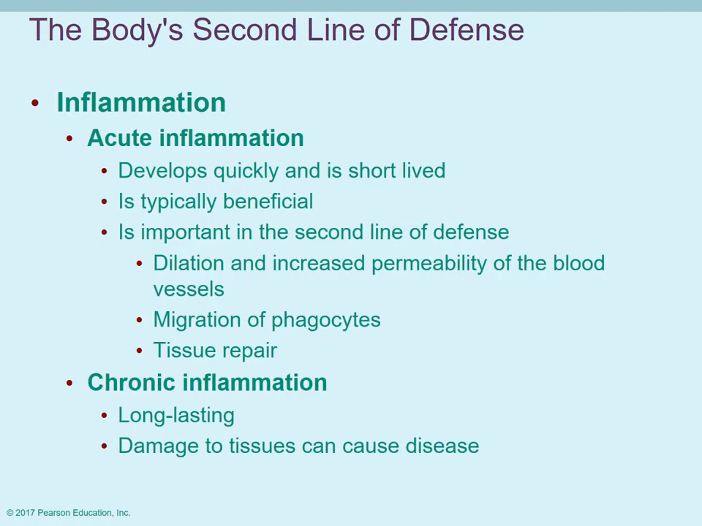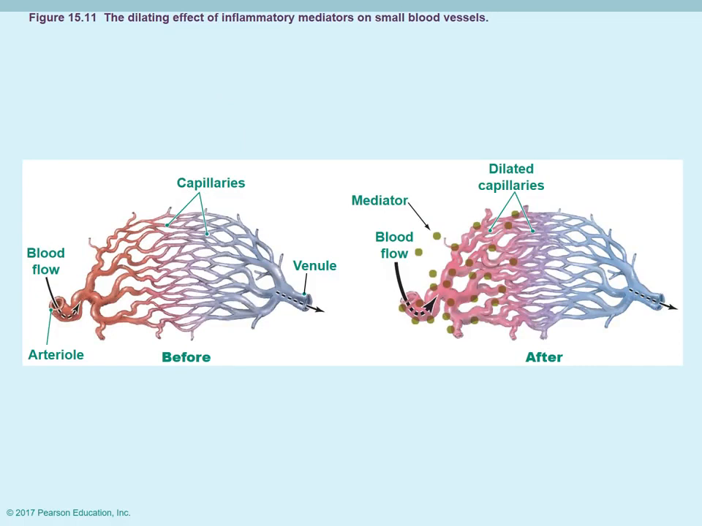Acute inflammation develops very quickly and it's short-lived. Usually this can be very beneficial. Like I said, it's the way of getting the phagocytes there. It's a way of starting to repair the damaged tissue. We need to clean up any of the damaged cells, get rid of them, so the healing process can begin. Get rid of any of the foreign invaders. Chronic inflammation is long-lasting, and this can actually cause damage to the tissue that can lead to types of diseases.